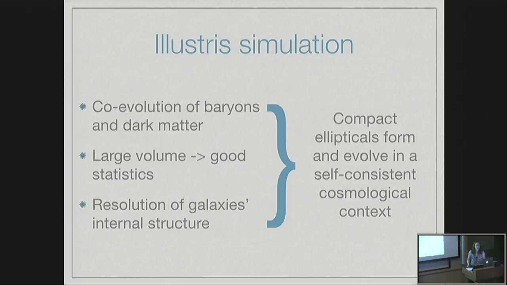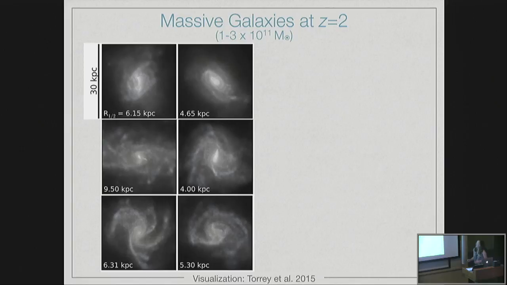So just to show you what I'm talking about here, I'm going to show you a sample of galaxies that exist in the simulation at redshift 2, all of which have similar stellar masses, a few times 10 to the 11 solar masses in stars. So these six galaxies over here are nice extended star-forming disks. You can see some spiral features. And in the corner of each panel, I've got the stellar half-mass radius of the galaxy. So this is the radius of the sphere that encloses half of the stellar mass.